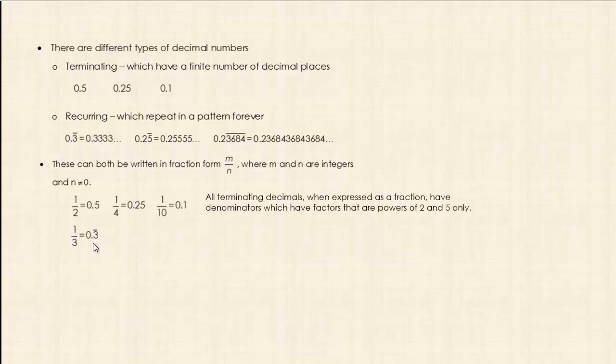1/3 is 0.3 recurring, 1/6 is 0.16 recurring, so just the 6 recurs, and 1/7 is 0.142857, 142857, 142857, and so on forever.